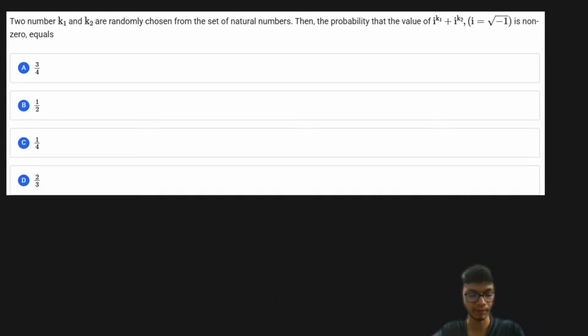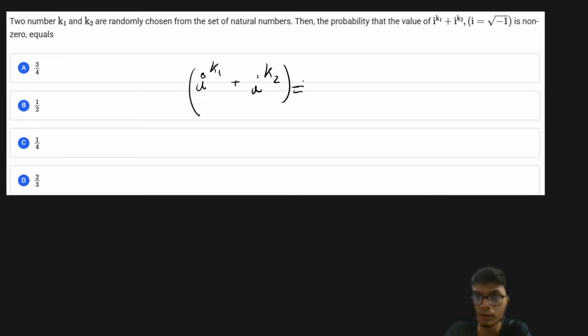Next, we have again a very interesting problem. We are given two numbers k1 and k2 which are chosen randomly from the set of natural numbers, right? We have to find the probability that iota to the power k1 plus iota to the power k2 is not equal to 0.